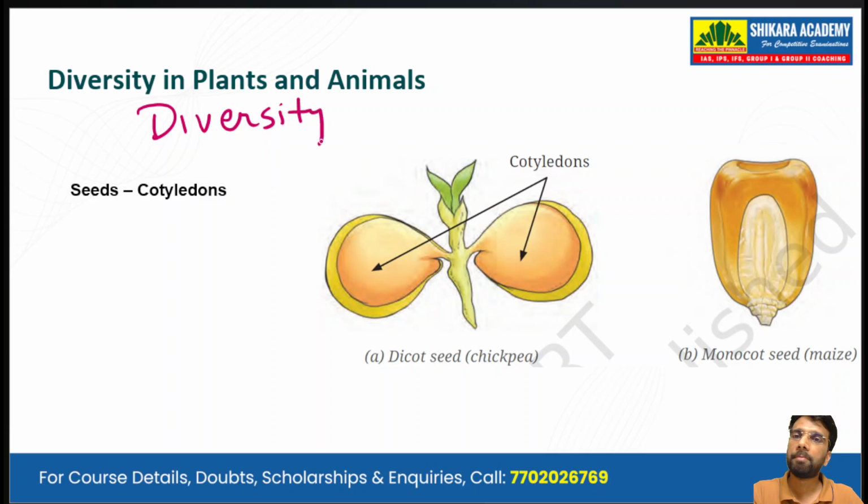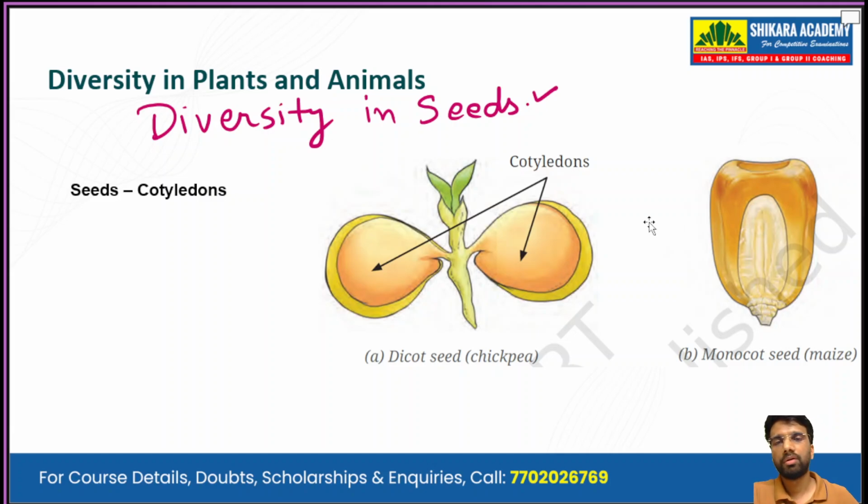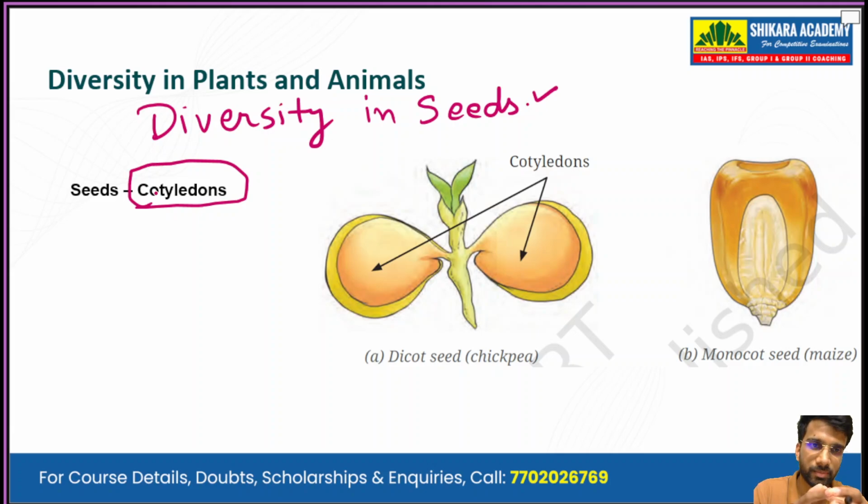After diversity in stem, in leaves, venation, and root systems, we now come to diversity in seeds. So let's discuss what is a cotyledon. A cotyledon is a part inside a seed that looks like a small leaf which the developing plant uses as a store for food. Cotyledons are the first parts of the seed to appear above the ground when it begins to grow.